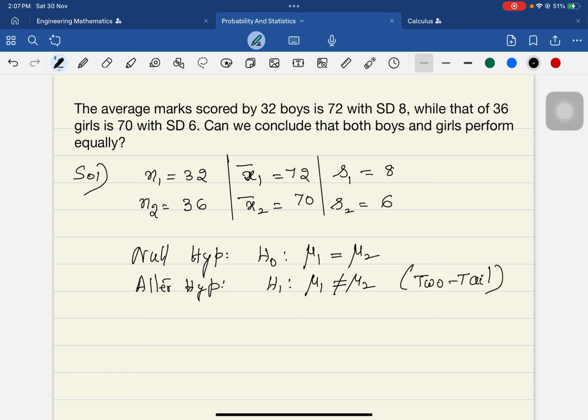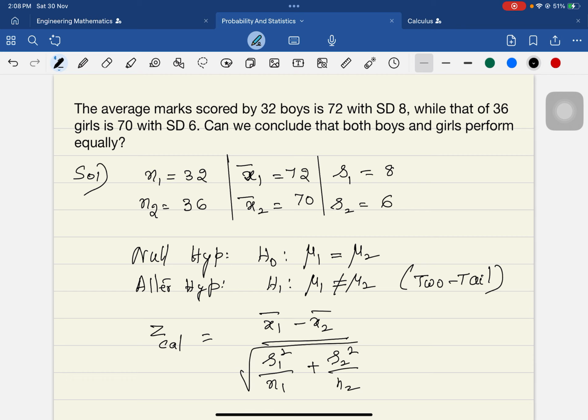Okay. Now once we have got it, what is the suitable formula to find out the Z calculated value? So what is the formula for that? X1 bar minus X2 bar over, since we know S1 and S2, the square root of S1 square by N1 plus S2 square by N2. So this is the Z calculated value.